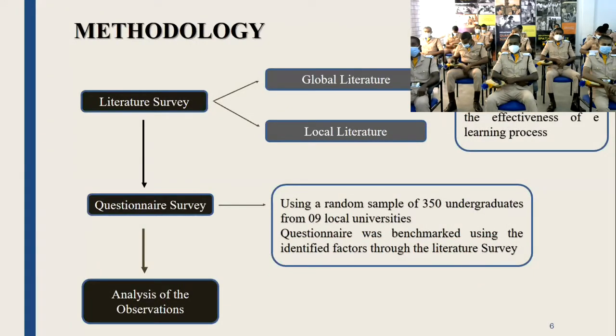As I explained earlier, we did a very comprehensive literature survey, whereby we reviewed a lot of global and local literature, and we found out some predefined factors that are said to be effective to the e-learning process. Those factors were benchmarked, and the questionnaire was developed and circulated among the undergraduates of the Sri Lankan higher education sector. Specifically, we chose a random sample of 350 undergraduates from nine local, state, and private universities. The responses were then taken and analyzed in order to get a final descriptive analysis.